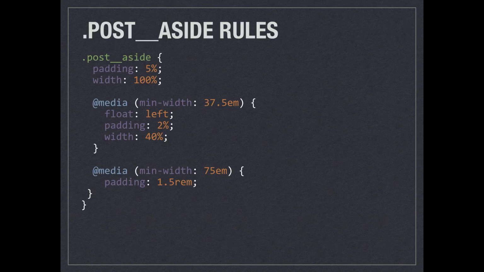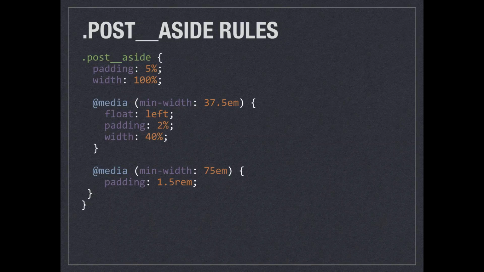But we look at post aside, and there are some rules, and they're a little bit more complicated. So post aside by default has a width of 100%, and it has padding of 5%. And then when the viewport gets to be 37.5em, then we're going to float this left. We're going to have a padding of 2% and a width of 40%.